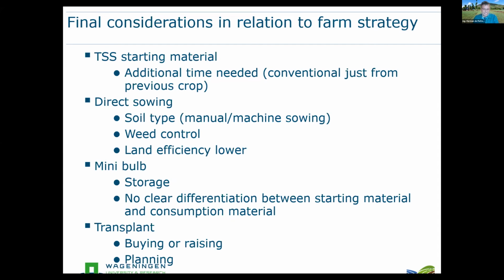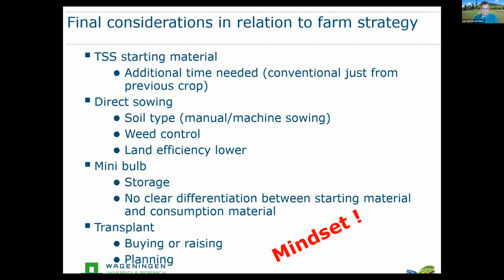For transplanting, I think it was already mentioned also, think about buying them from a specialist or raising them yourself, but think then about the cash or the investment needed. And with transplants, it's very important to think about planning, because transplants are vulnerable, susceptible, so you cannot keep them for a long time. Or if your field is not available, then you're stuck with your transplants. So when you think about a transplant system, you have to have a keen eye on the planning. Make sure that the transplants are ready when you want to plant them, and the other way around, make sure that your field is ready when your transplants are ready.